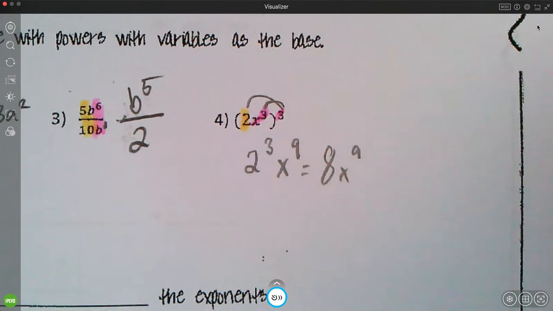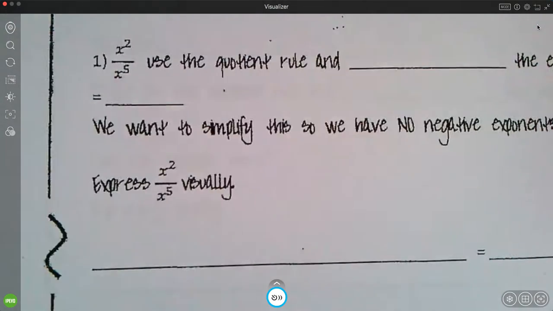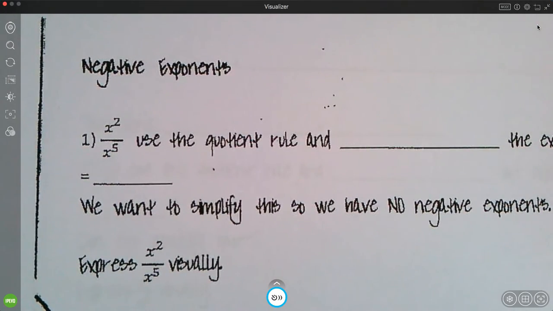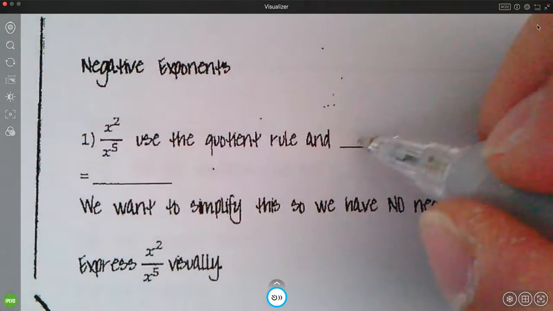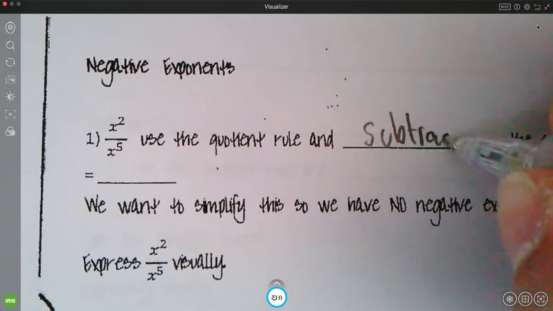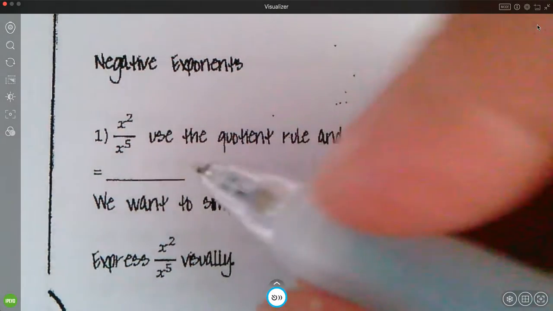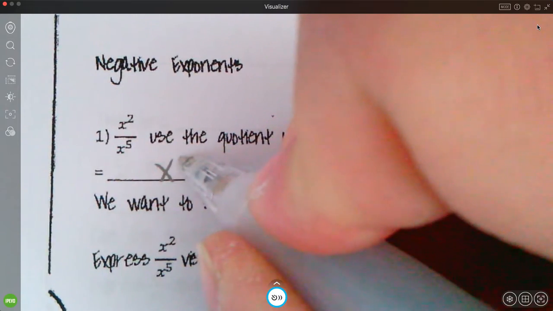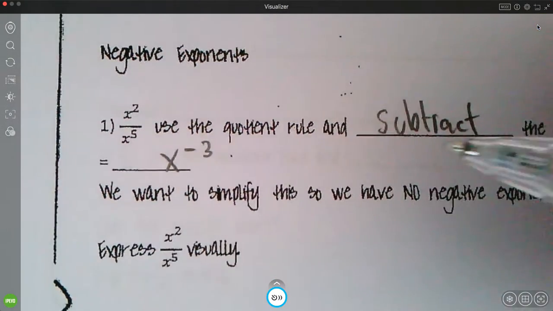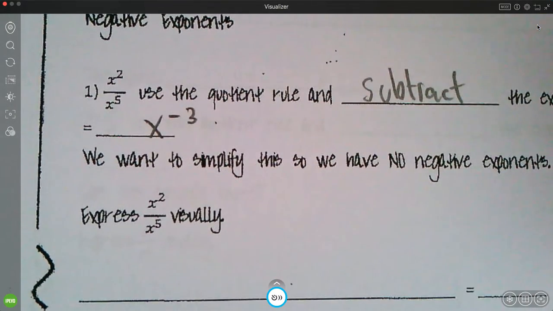Okay, cool. Next rule we're going to add to our repertoire, our toolbox, if you will, is negative exponents. Oof, I love this rule. It's really confusing at first for people to get, but it works. So here goes. Basically, if you use the quotient rule and subtract the exponents, 2 minus 5, whoa, 2 minus 5 is negative 3. We want to simplify so there's no negative exponents.